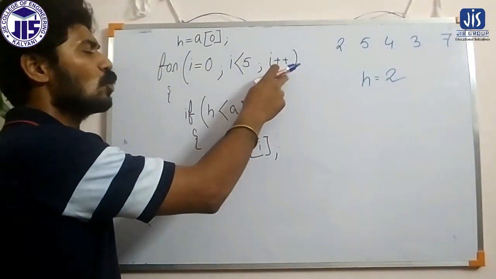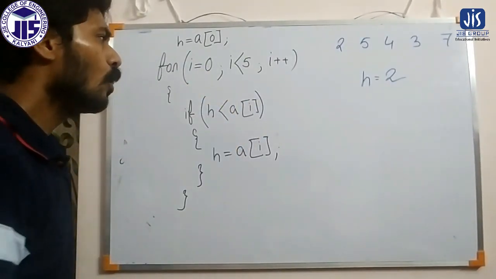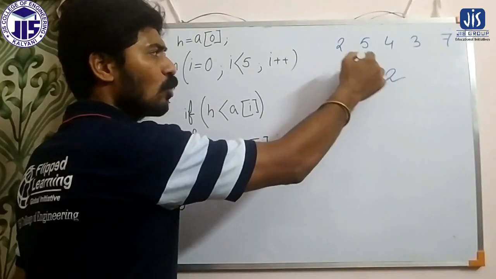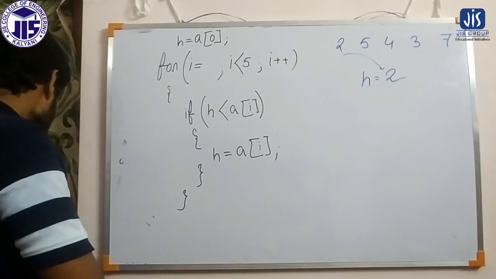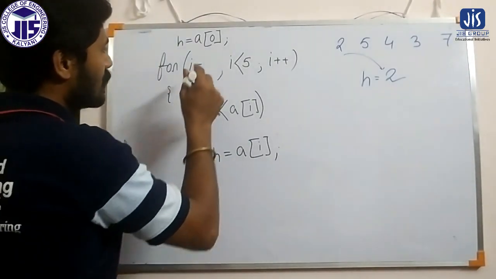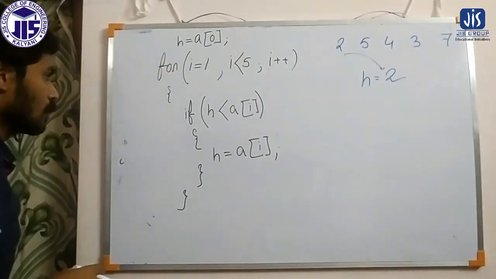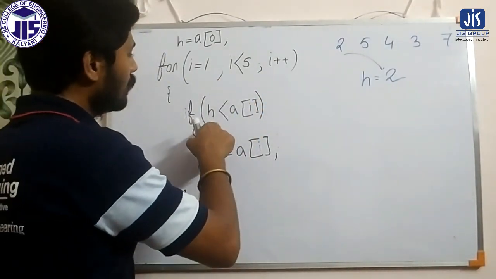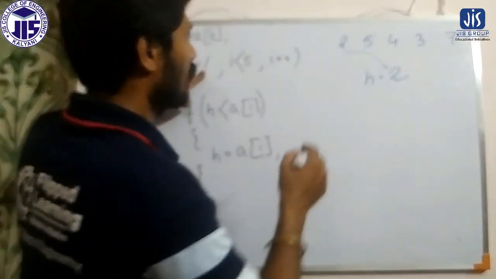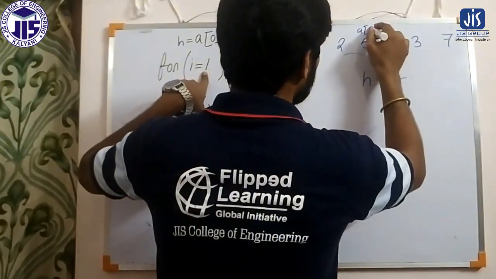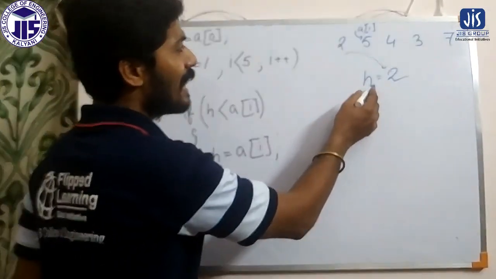Next we come to this loop. The first time the value of i will be 0, but in h we have already taken the 0 element, stored from a0. So here we need not consider 0 again; we can change it to 1. So we compare h with ai. The value of i is 1, so this is the a1 element. That means we are comparing h and the a1 element.